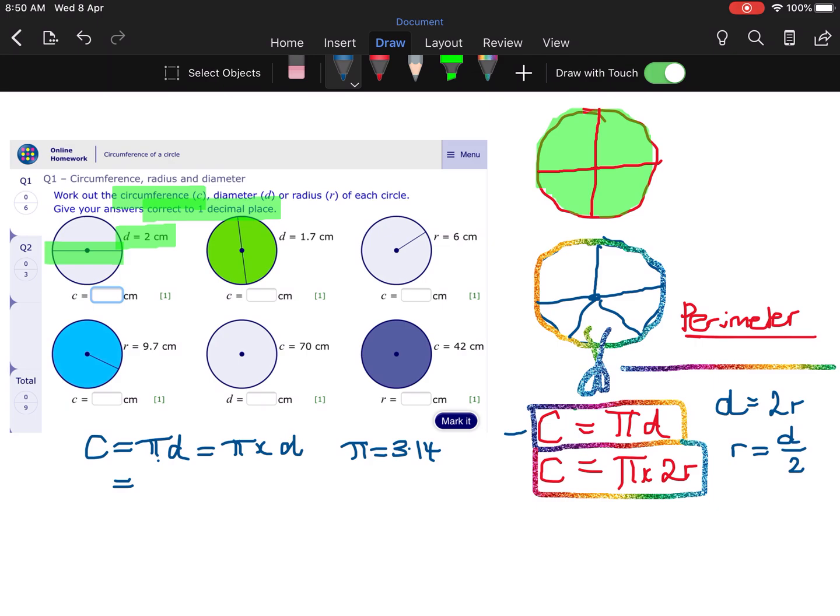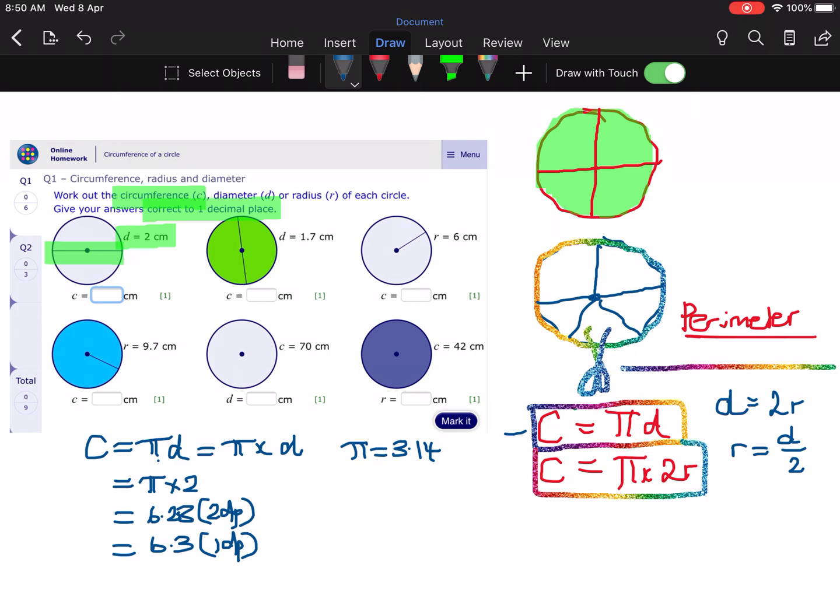So, pi times d, and d is 2 in this case. So if you pop that into your calculator, it's going to be 6.28 to 2 decimal places. However, it wants it to 1 decimal place, so that's going to be 6.3.